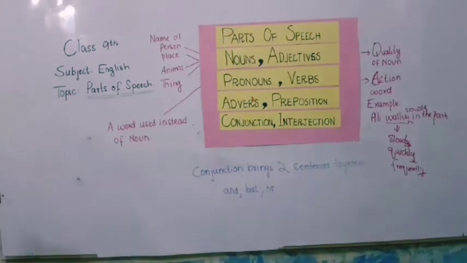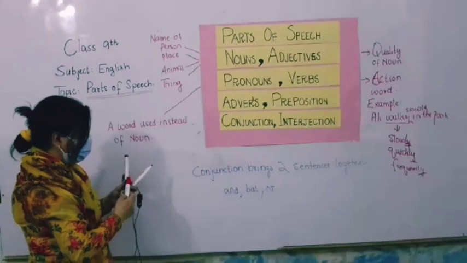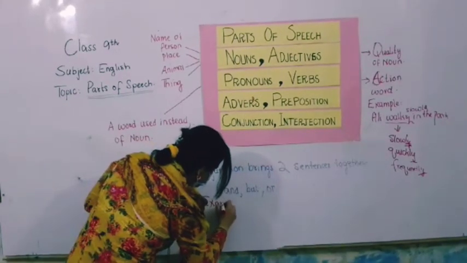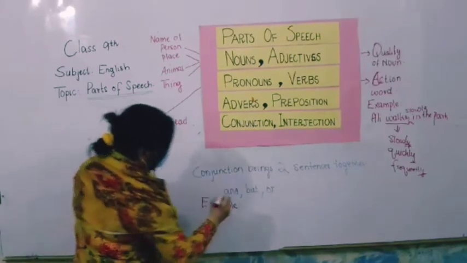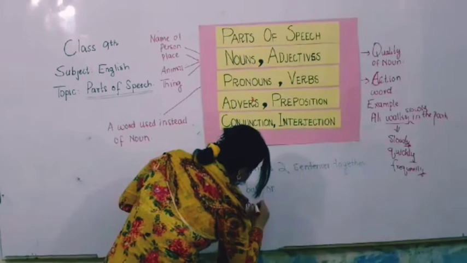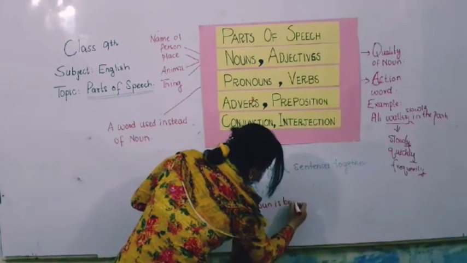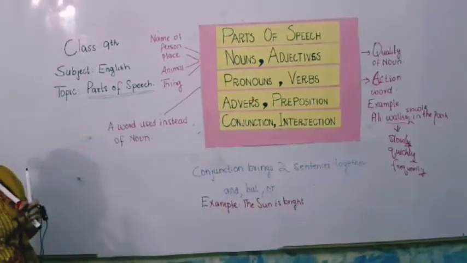So now, let's use one of them for this. This is a brief tutorial, so we'll just give you a point of view. Now, I'm going to give you an example. Now, example of conjunction. The sun is bright. So, this is a complete sentence.